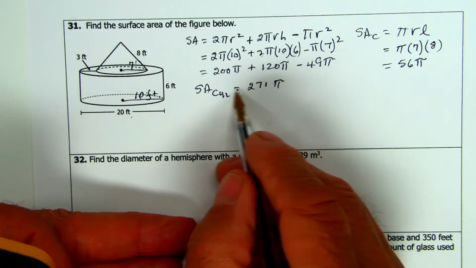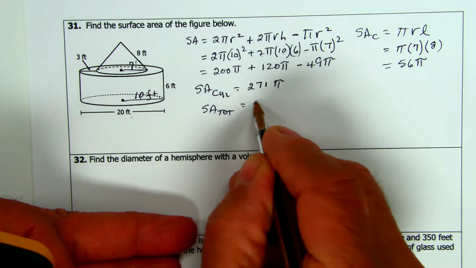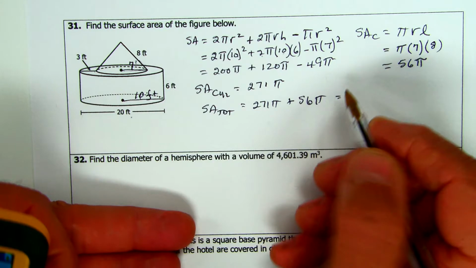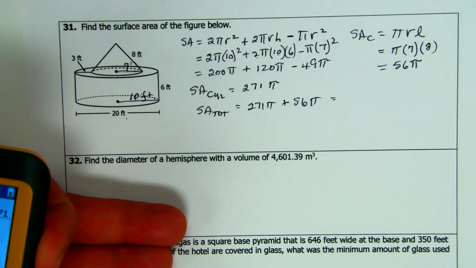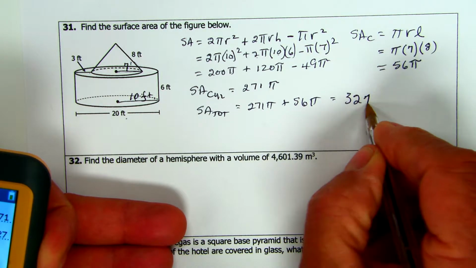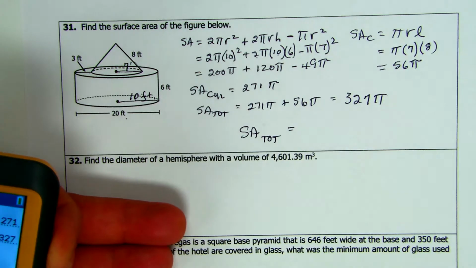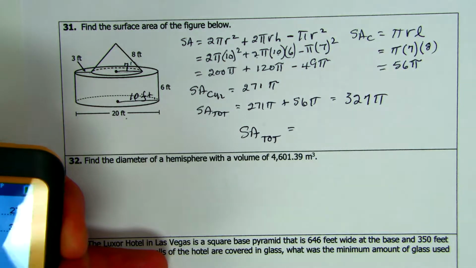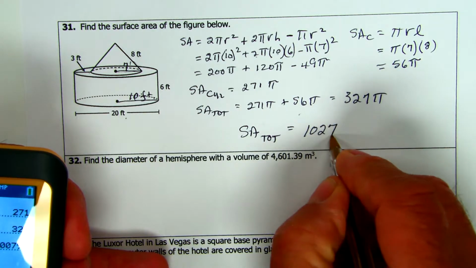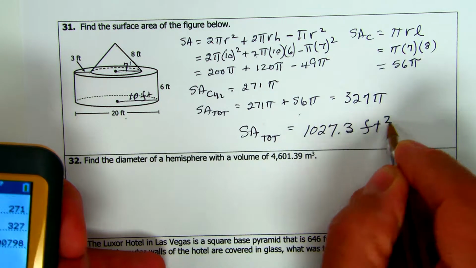So we have to add that to this. So the surface area total is going to be 271 pi plus 56 pi, and that's going to equal 327 pi. So the surface area total would be 327 times pi, and that would be 1027.3 feet squared. That would be the surface area.